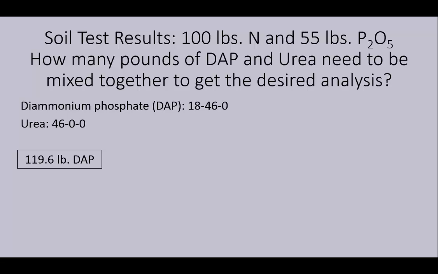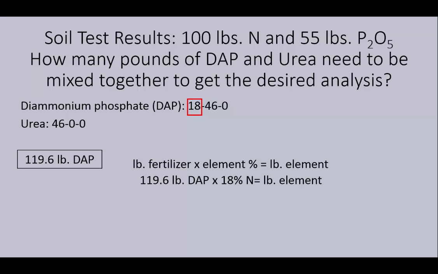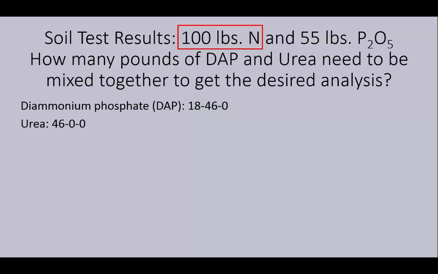If you remember, DAP supplies both nitrogen and phosphorus, so we must still give credit for the nitrogen in DAP. Let's figure out how many pounds of nitrogen are in the 119.6 pounds of DAP that we are applying. We use our same equation from before, and as you can see, 18% of DAP is nitrogen. We multiply 119.6 pounds of DAP by 18%, or 0.18, to get 21.5 pounds of nitrogen supplied by DAP. If we need 100 total pounds of nitrogen and got 21.5 pounds from DAP, that means we still need 78.5 pounds of nitrogen we will get from urea.